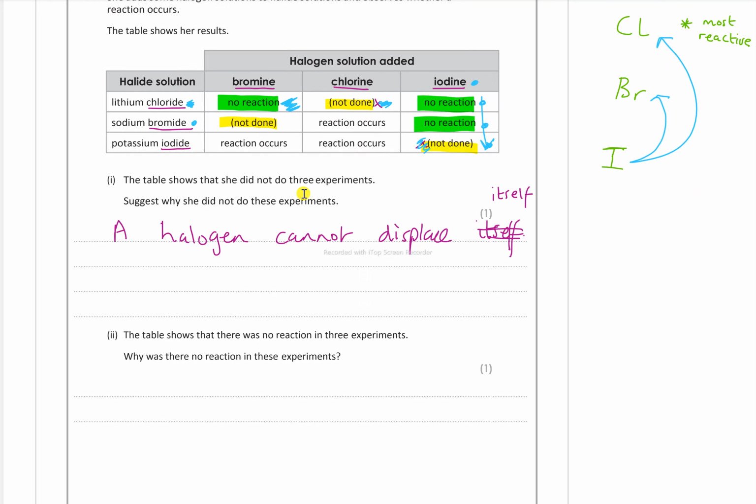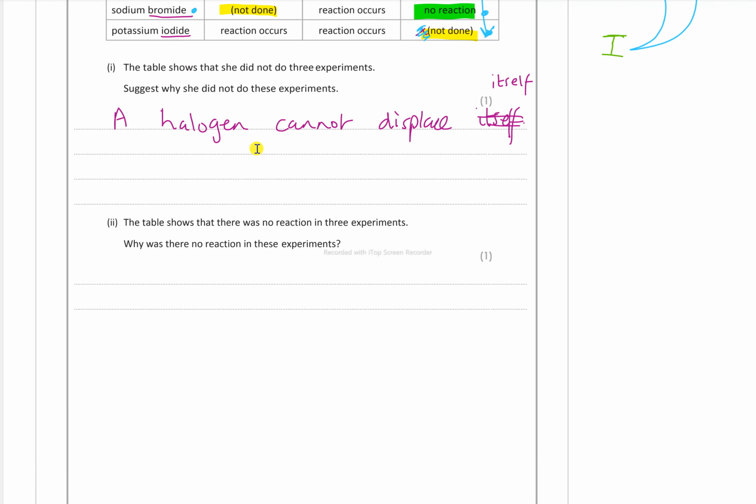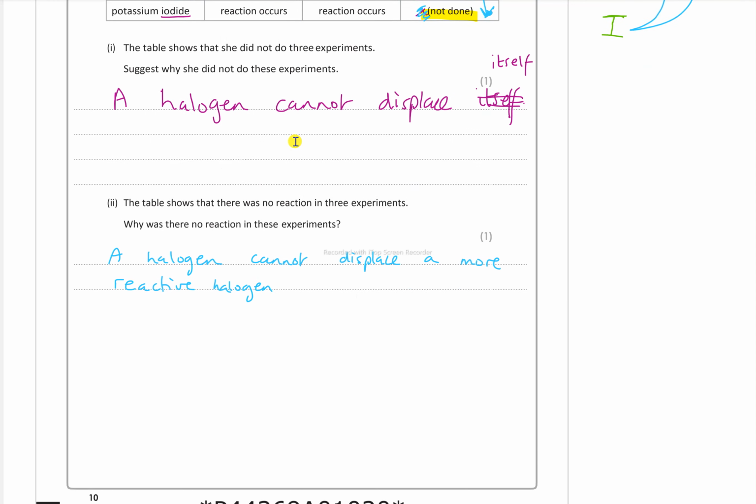So it's the same answer. A halogen cannot displace a more reactive halogen. Okay, so that's what they're saying.